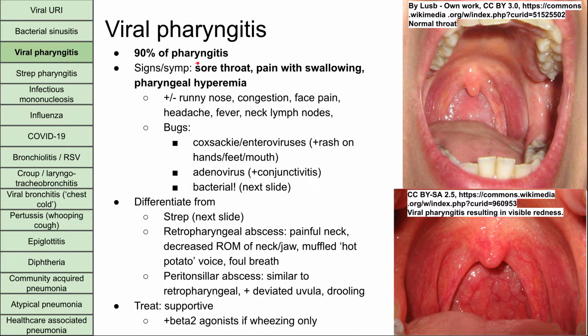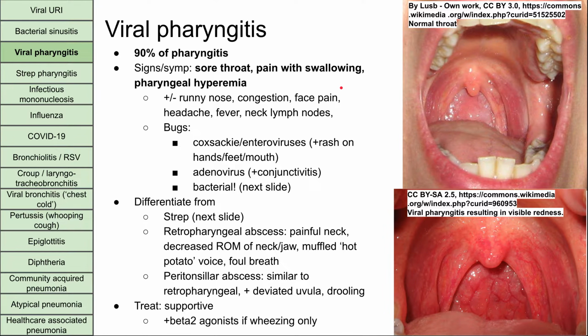Anyway, viral pharyngitis, the symptoms are sore throat, pain with swallowing, and pharyngeal hyperemia. This is a fancy way of saying a red throat on exam. And that's kind of what you're seeing here. This is a normal throat at the top. This is pharyngeal hyperemia. So this person has a sore throat from a viral infection. Very red, much redder than the kind of pink, paler mucosa that you see on the top.